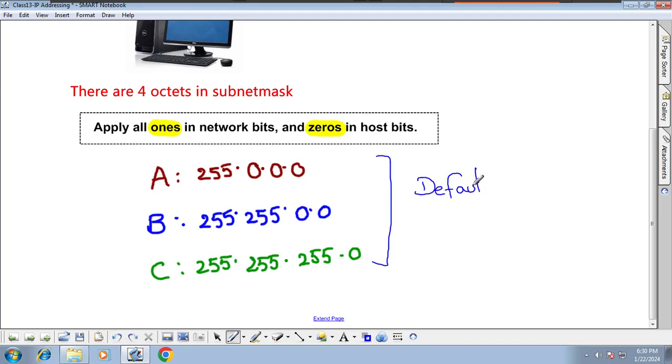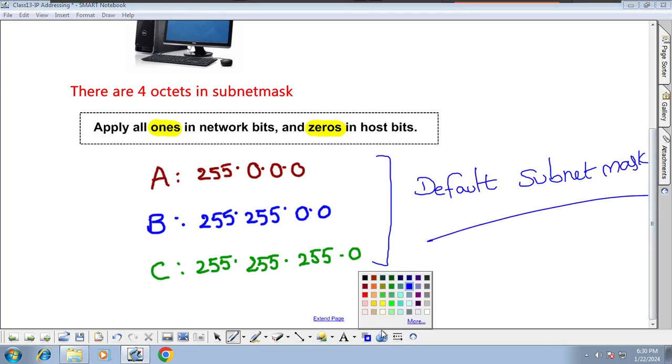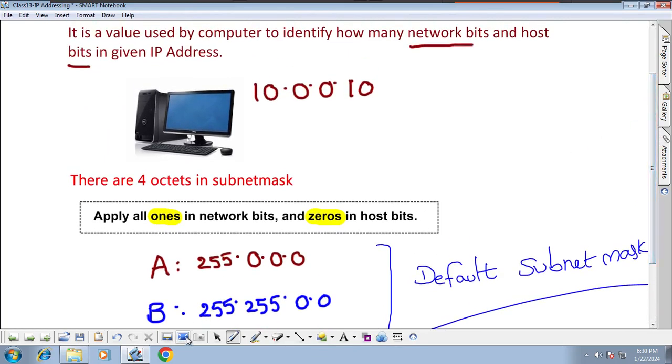It's getting some hang on. Default subnet mask. Are you clear?